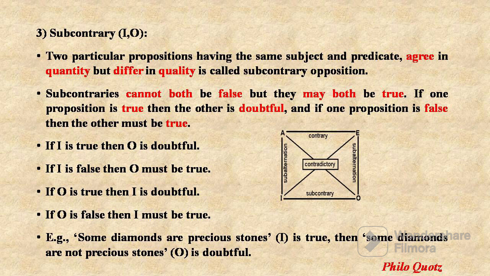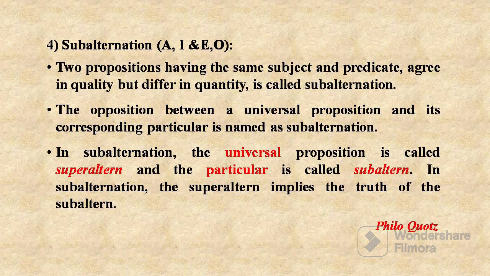Fourth one is subordination between A and I and E and O propositions. Two propositions having the same subject and predicate that agree in quality but differ in quantity is called subordination. The opposition between a universal proposition and its corresponding particular is named subordination. In subordination, the universal proposition is called superaltern and the particular is called subaltern. The superaltern implies the truth of the subaltern.